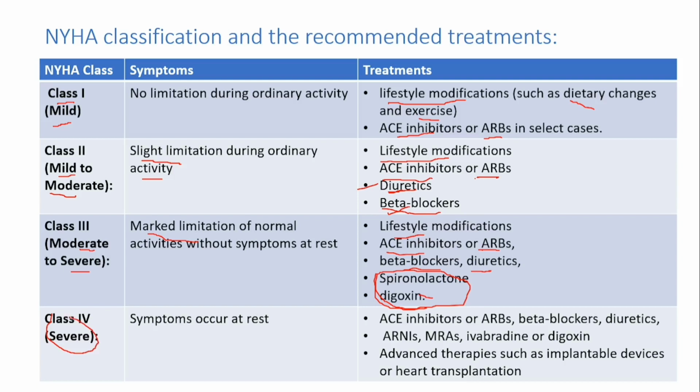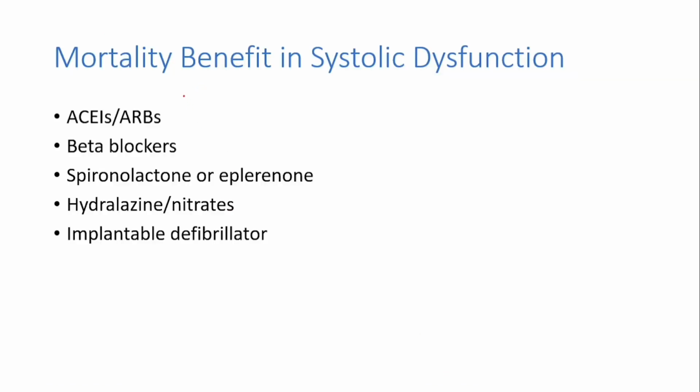Severe congestive heart failure will be class 4, and the symptoms occur at rest. And the treatment option will be ACE inhibitor, ARBs, beta blocker, diuretics, ARNIs or MRAs like spironolactone. Okay, ivabradine or digoxin. And advanced therapies such as implantable devices or heart transplantation are done in very severe heart failure. Okay, now this slide is also very important.